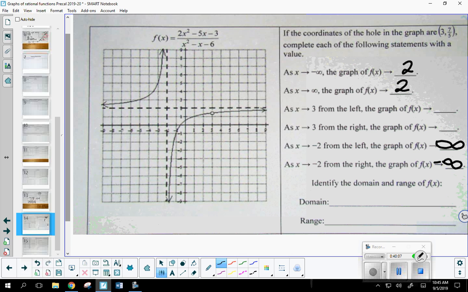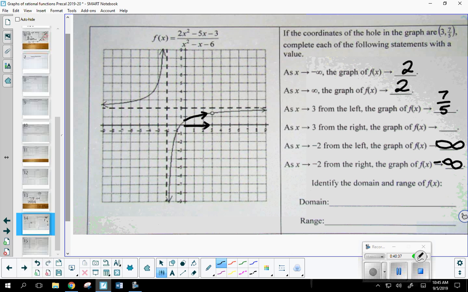Well, let's see. If I'm approaching 3 from the left, so let's say 2, 2.5, 2.9, 2.999. As I get closer and closer to 3 from the left, what is the y value approaching? Anybody think they know? It is 7/5. Now, some people are saying, whoa, that point doesn't even exist.